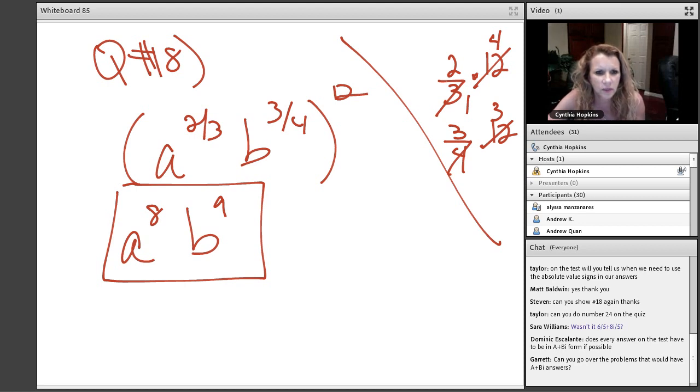So a to the 2/3, b to the 3/4, that was in parentheses, and then all of that raised to the 12th power. The property I'm using is when raising a power to a power, you keep the same base and you multiply the exponents. My 2/3 times 12, I did over here in the upper right-hand corner. I went 2/3 times 12 because they're kind of far apart. My 3 goes into 12 4 times. 2 times 4 is 8. Then b to the 3/4 raised to the 12th power. You keep the same base, b, and then you multiply the exponents. I showed that over here as well. 3/4 times 12. My 4 goes into 12 3 times. My 3 times 3 is 9. And so there is your final answer. Okay? All right.